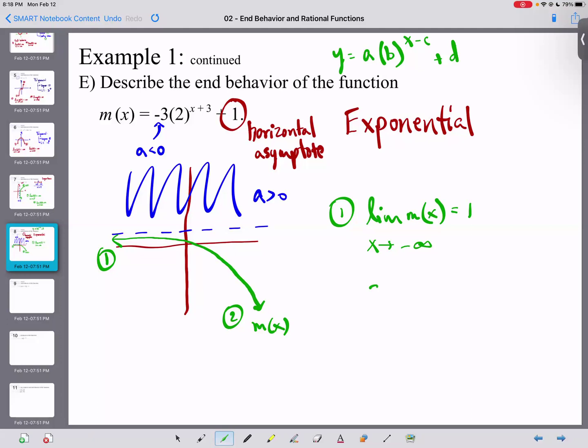Now let's talk about the right end behavior. On the right, it looks like the graph is going down and to the right without bound, meaning there's nothing to stop it. It's going to go down and to the right forever. So to go down, you'd use negative infinity, and to travel to the right, you'd use positive infinity. So that would be our limit as we go down and to the right.